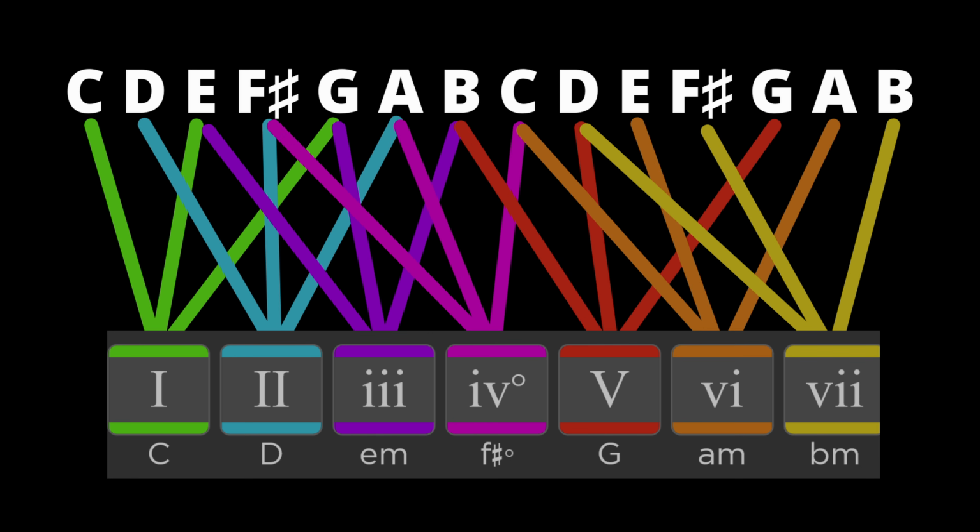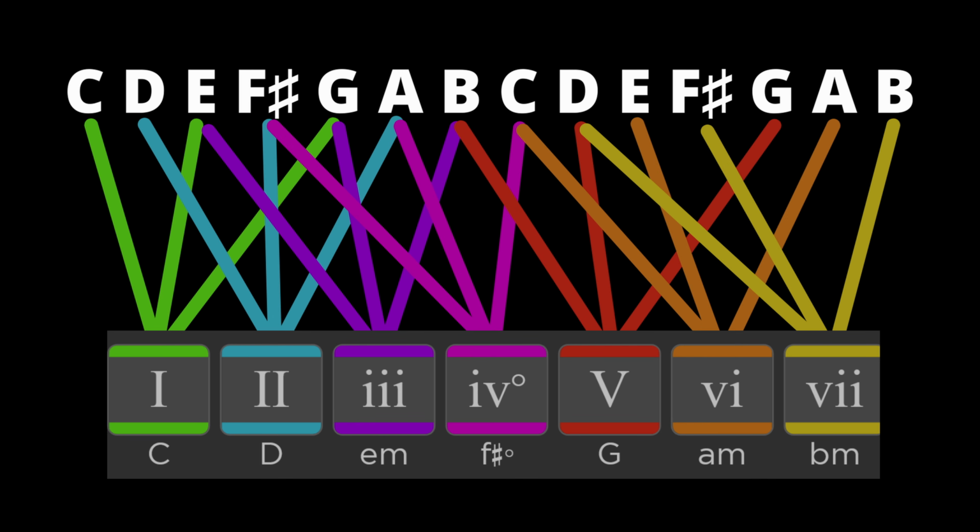Here are the chords that are found in the C Lydian key, with the scale notes that go into each chord. C major, D major, E minor, F sharp diminished, G major, A minor, and B minor. These are the diatonic chords in the C Lydian key. That is, chords that are made purely with notes from the C Lydian scale.